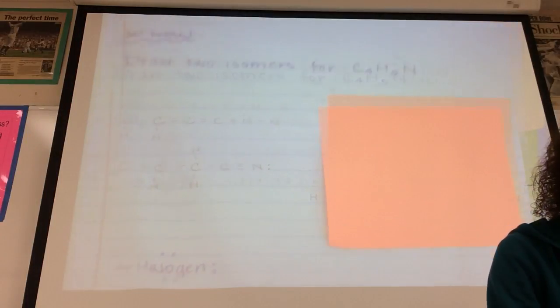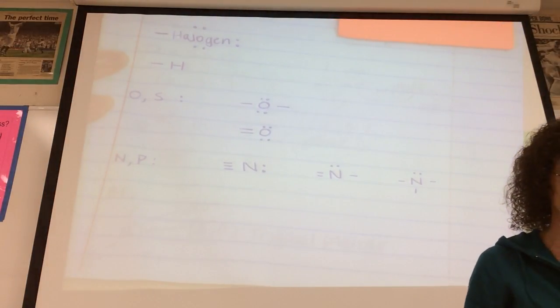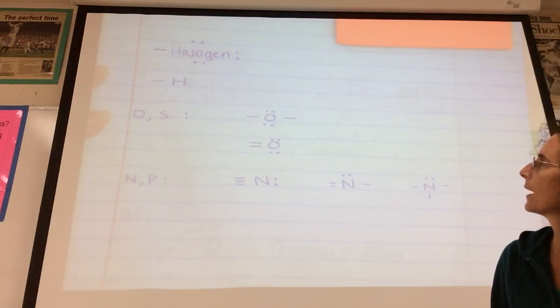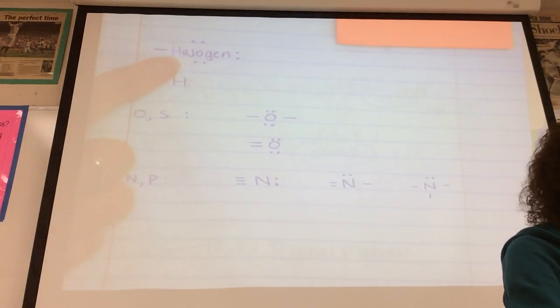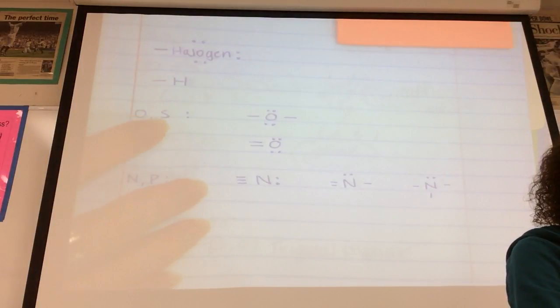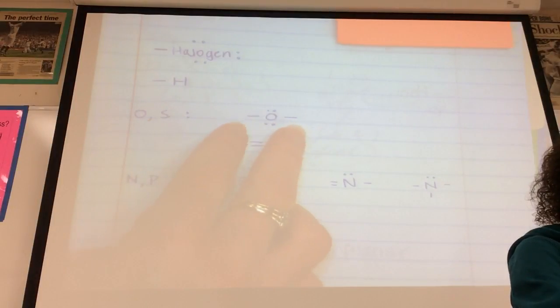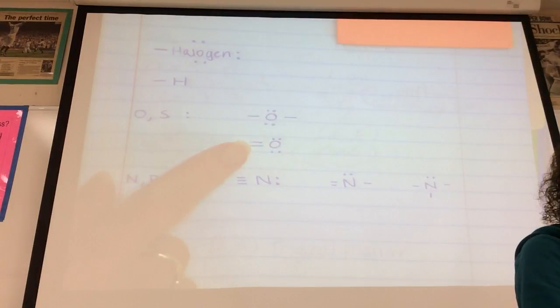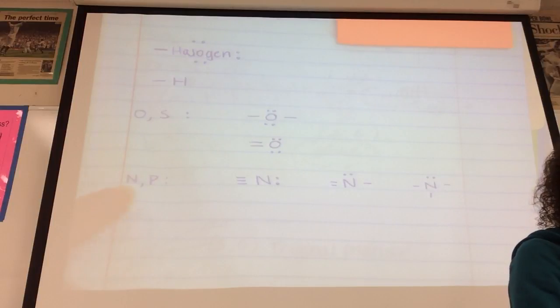And one of the kids was asking about this in the other class, so I sort of scribbled it out for them. I don't know if that'll be helpful to you. Halogens like fluorine, chlorine, bromine, iodine, single bond, 3 lone pairs. Hydrogen, just 1 single bond. Oxygen and sulfur in group 16, 2 bonds, 2 lone pairs. So either 2 singles and 2 lone pairs, or a double at the end, making it a terminal atom, and 2 lone pairs. And the nitrogen we just saw, phosphorus would be similar to nitrogen.